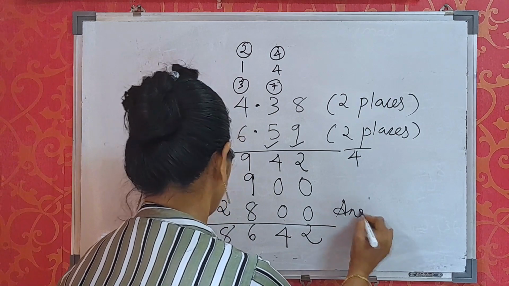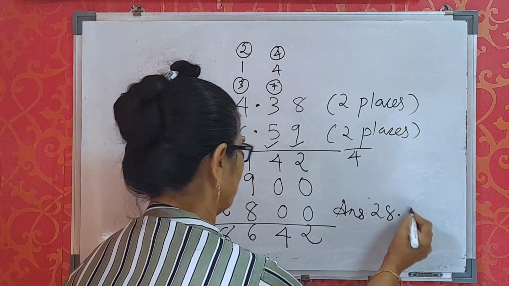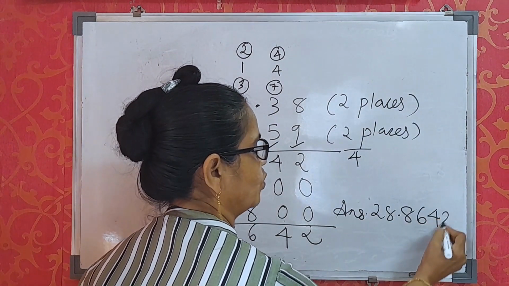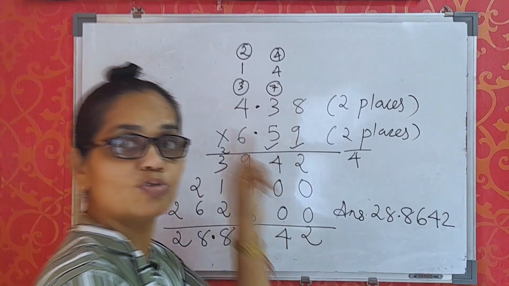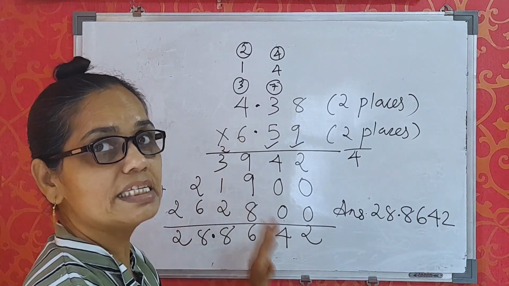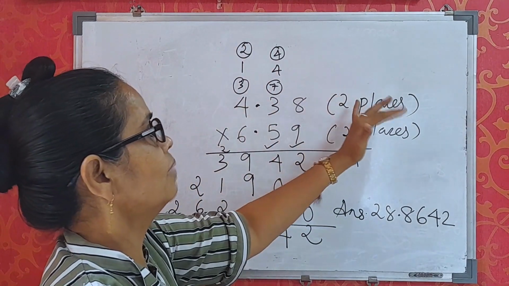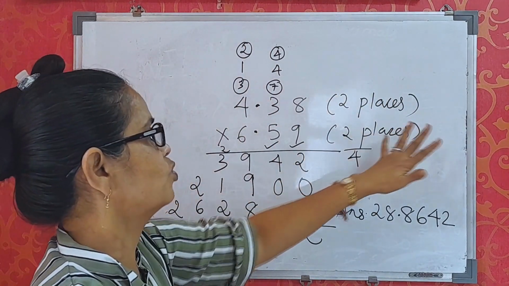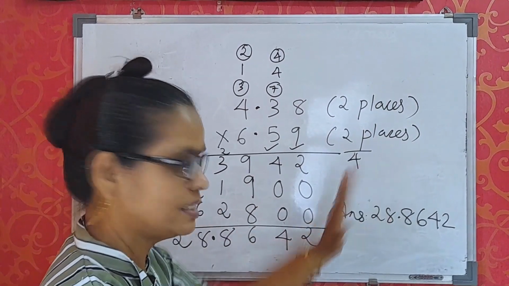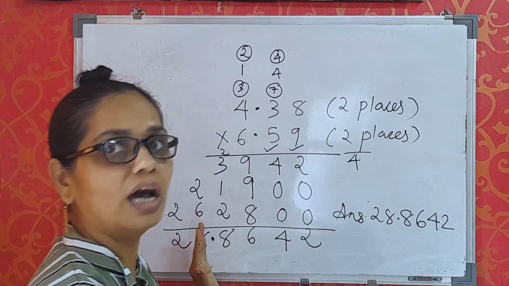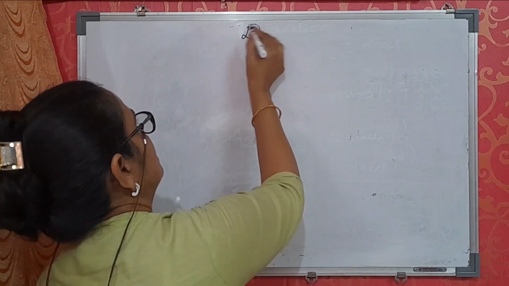So the final answer you have to write is 28.8642. So this way you have to solve it. It's very easy. Just keep in your mind how to put the places. This way 2 places and 2 places make 4 places, and accordingly you have to put the decimal point. It is also very easy.